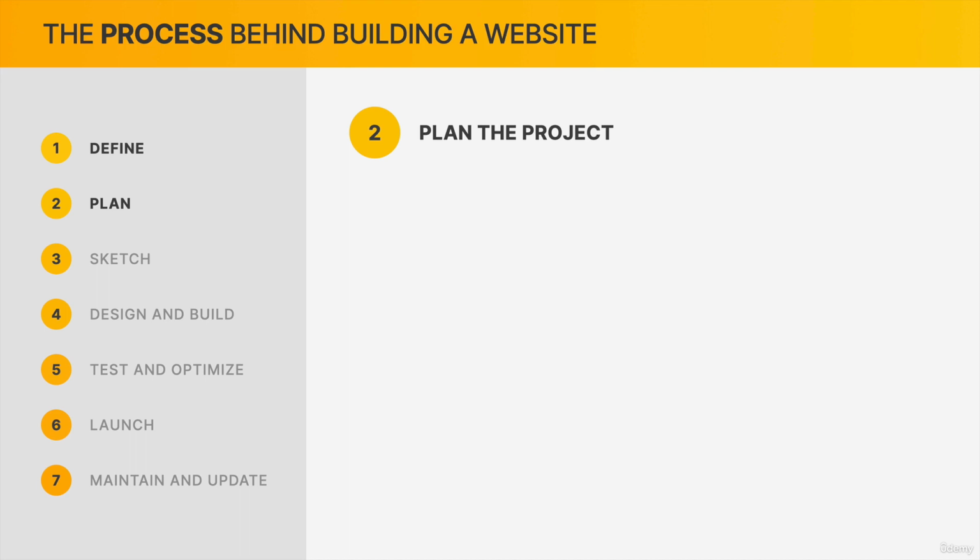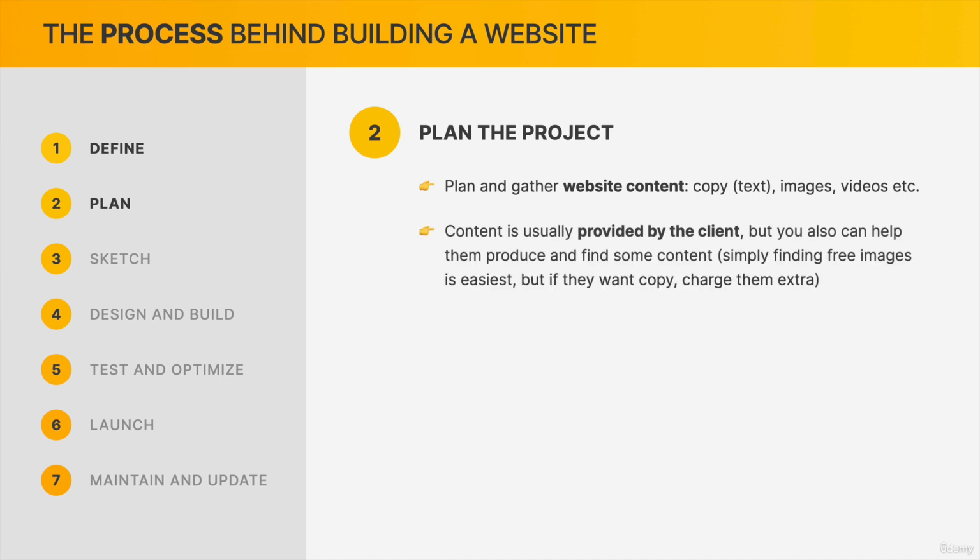And this planning should, of course, be based on the business goals, user goals, and the target audience that you defined in the previous step. Now, planning the project means to finally start thinking about our website. And so that starts with actually planning and gathering the content of the website. So things like the website copy, which is basically the text, images, videos, and all other type of content. Now, usually this content should be provided by the client, but of course you can also help them to build, so to produce and to find this content for them.